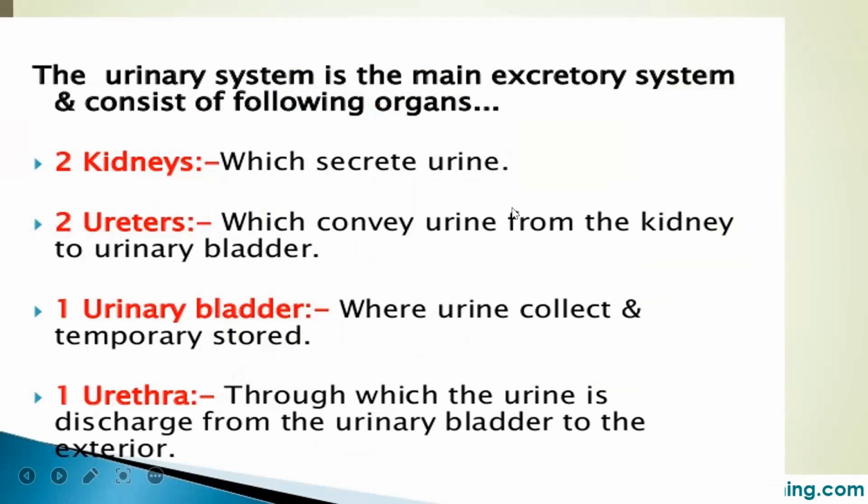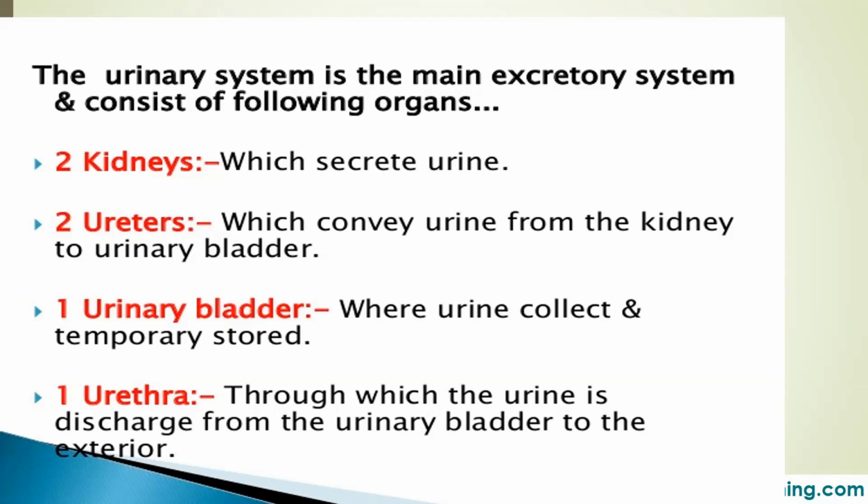So the urinary system or the excretory system consists of the following organs: 2 kidneys, 2 ureters, 1 urinary bladder, and 1 urethra. The kidneys are meant to secrete the urine. They will filter the blood and form the urine. 2 ureters transfer the urine from the kidney to the urinary bladder.